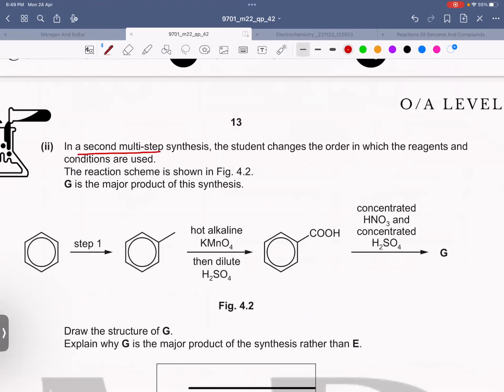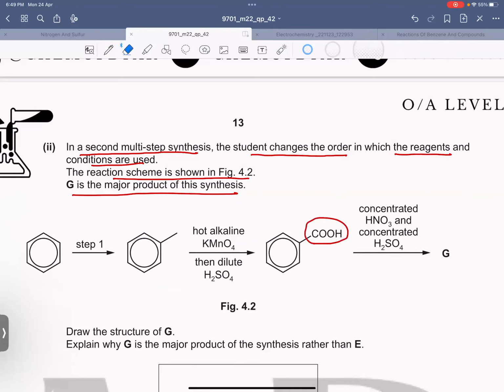In a second multi-step synthesis, the student changes the order in which the reagents and conditions are used. The reaction scheme is shown in figure 4.2. G is the major product of the synthesis. Now we have a carboxylic acid bonded to it first, and we are using concentrated nitric acid and concentrated sulfuric acid.